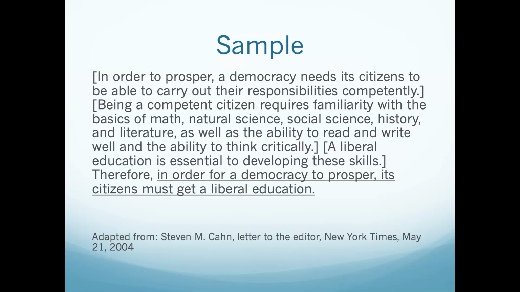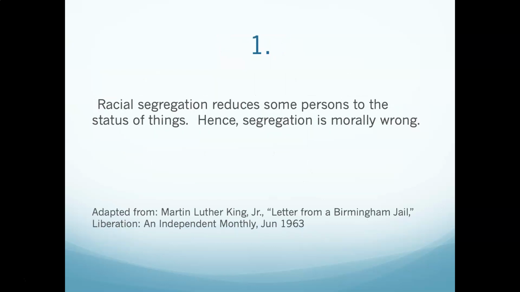All right, let's look at the first odd question from the book. Racial segregation reduces some persons to the status of things. Hence, segregation is morally wrong. All right, so I'll give you a moment to try to figure out what the conclusion is and what each of the premises are, if there's more than one.